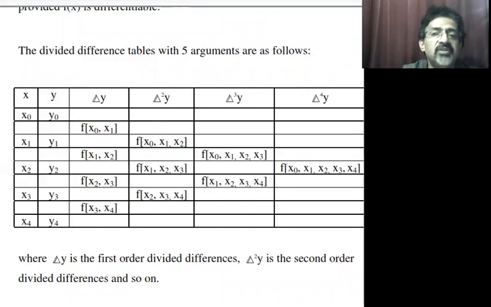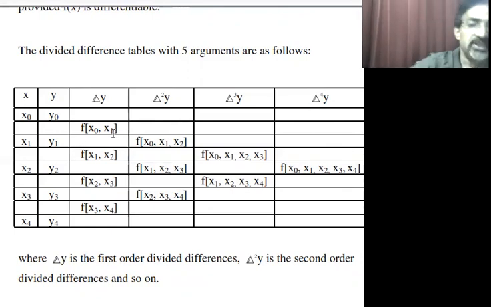That is, the divided difference tables. See here x, then y. The x is the argument, y is the value of the function at x. So x naught, y naught, x1, y1, x2, y2, x3, y3, x4, y4. This is the representation of the first order divided differences. This is the second order divided difference, this is third order, and this is the fourth order. If I have 5 points, x naught, x1 up to x4, I can have the fourth order divided difference.